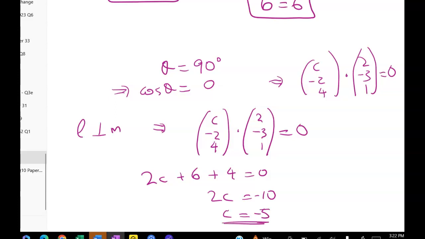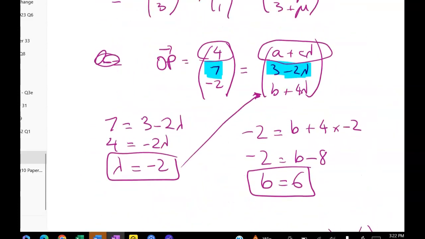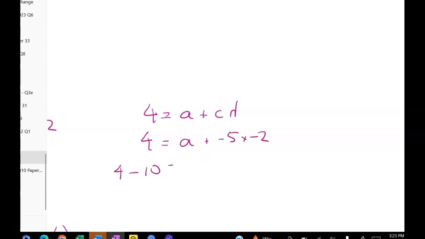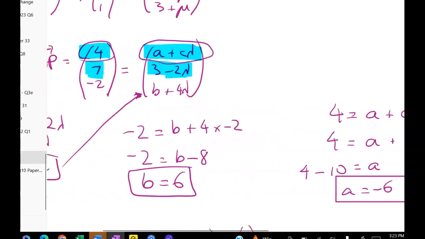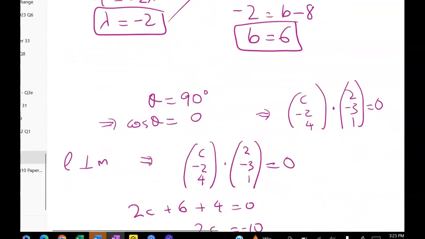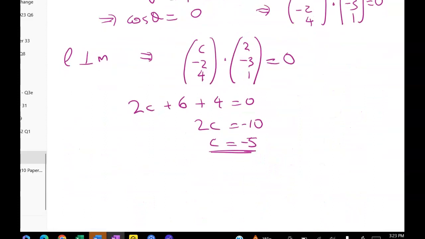So we've got B and we've got C. The last thing that we're going to do is work out A. We're going to work out A using this equation. 4 is equal to A plus C lambda. 4 is equal to A plus negative 5 times negative 2. So 4 take away 10 is A, and A is equal to negative 6. So let's just check that we've got A, B, and C. There's A, there's B, we've got lambda along the way, and C is equal to negative 5.